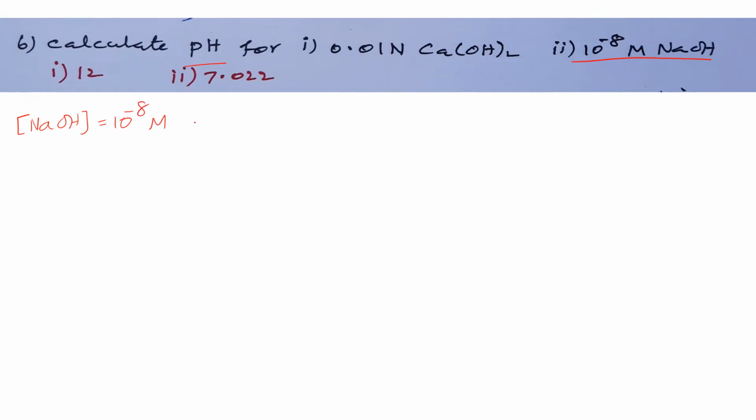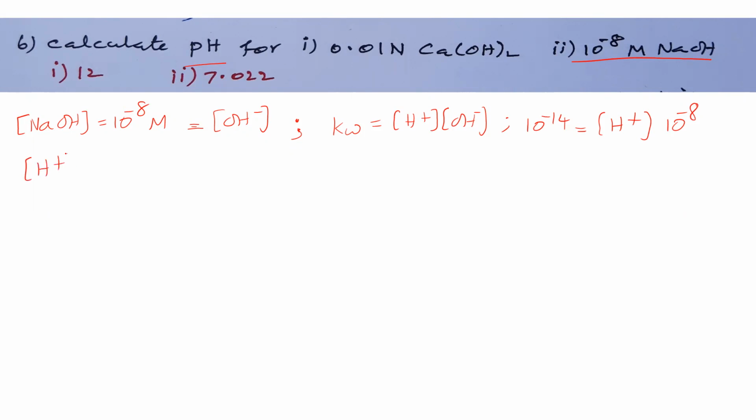Sodium hydroxide is a strong base, therefore it undergoes complete ionization. So the concentration of hydroxide is equal to 10 power minus 8 molar. Now we will find H plus concentration in order to find pH. So Kw is equal to H plus into OH minus. Now we will substitute Kw, which is 10 power minus 14, equal to the concentration of H plus into OH minus. We will substitute 10 power minus 8. From this we will find the concentration of H plus. Concentration of H plus is equal to 10 power minus 6 molar.